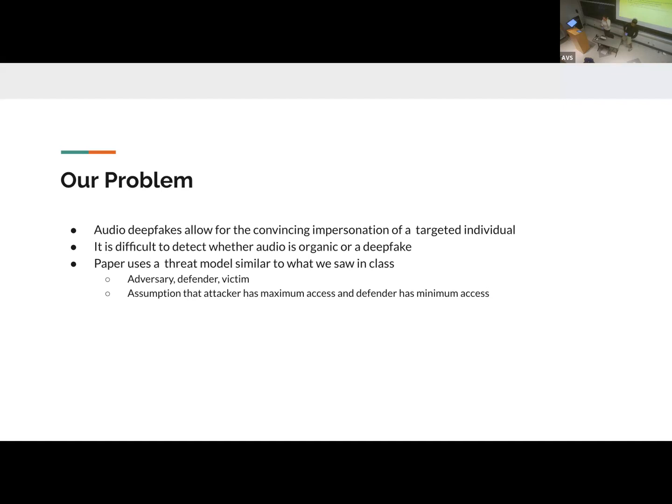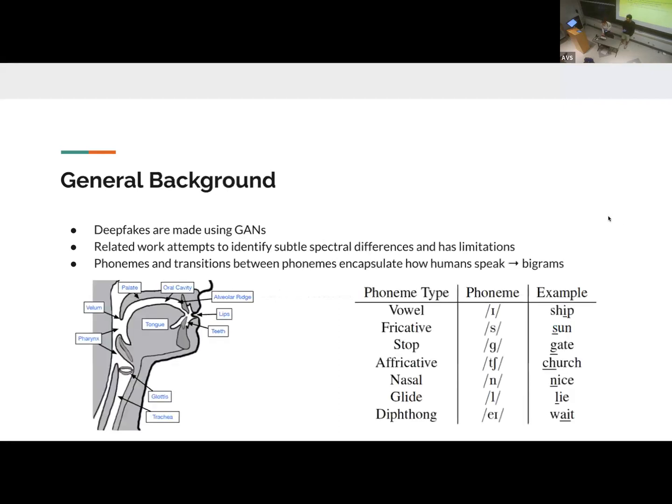In this model, the adversary creates the deepfake of the victim, and we assume that they have access to enough victim-specific audio and computing power, and we assume that the defender has no access to any victim-specific audio and no knowledge of the deepfake generation algorithm.